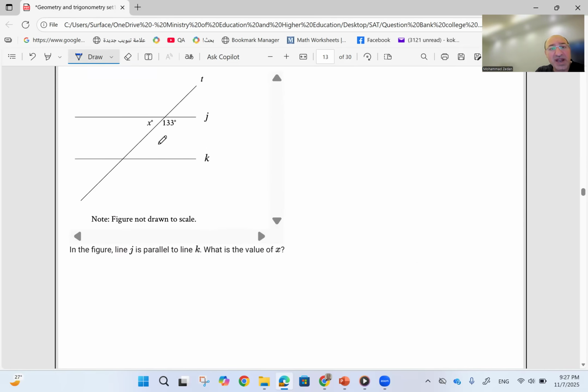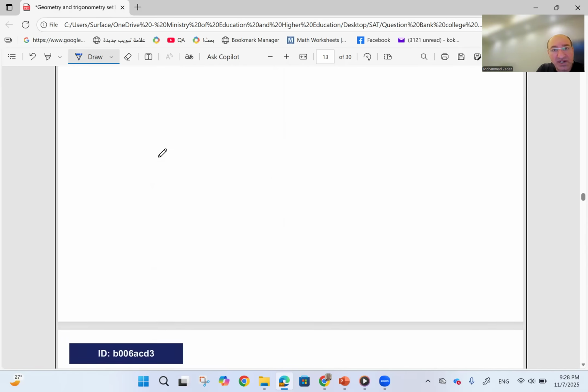The x is the supplementary angle of 133. The x now is 180 minus 133, which is 47 degrees. Number 13, 47 degrees. Question number 14.